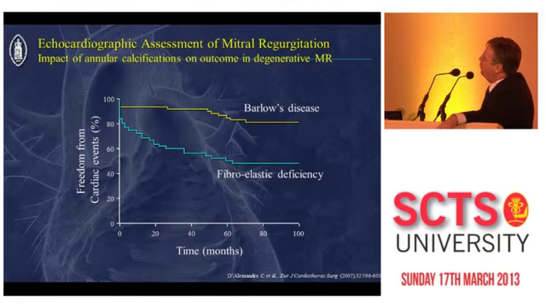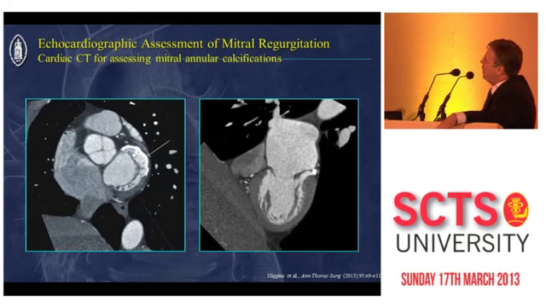And if you look at the freedom from cardiac events after the operation, clearly if you have to decalcify in Barlow disease, usually you have quite a good prognosis. But if you do the same in fibroelastic deficiency, there is a lot of recurrence of mitral regurgitation and some early death due to ventricular dehiscence. So this is my last slide.